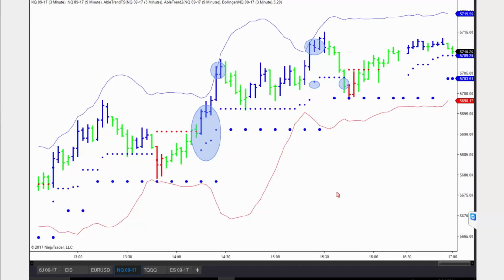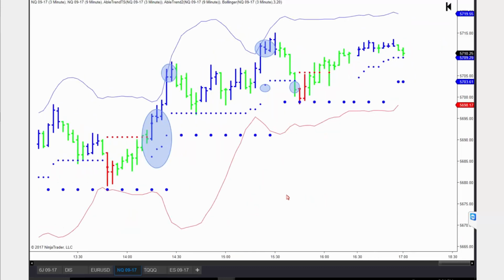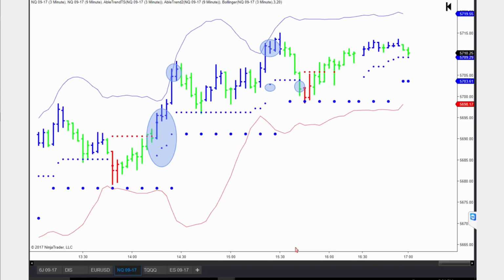Johanna says, can you have more white space on the chart on the right? Yeah, sure. All you do is just go like this. And you can do a lot with NinjaTrader. Really is terrific.